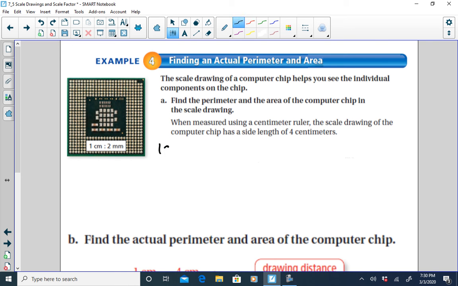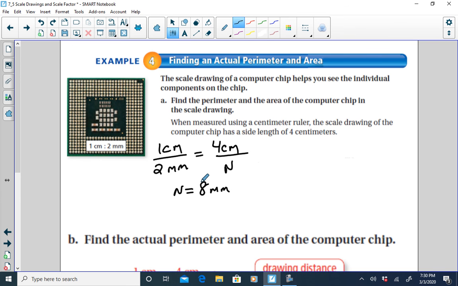We're given this scale here. 1 centimeter is the same as 2 millimeters. Remember, this is the drawing, this is the actual. When measured, the scale drawing of the computer chip has a side length of 4 centimeters. So the drawing's in the numerator. We're looking for the actual side length here. So that's going to be times 4. N is going to be equal to 8 millimeters. But that's just the side length.